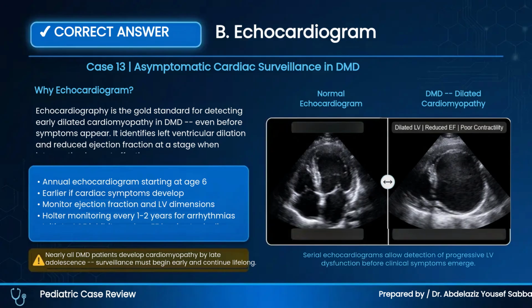Angiotensin-converting enzyme inhibitors should be initiated when ejection fraction begins to decline. A critical warning: nearly all Duchenne muscular dystrophy patients develop cardiomyopathy by late adolescence. Surveillance must begin early and continue lifelong, regardless of symptoms.